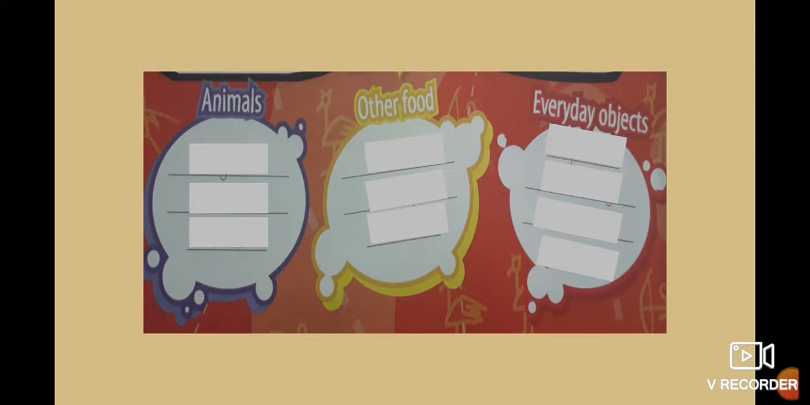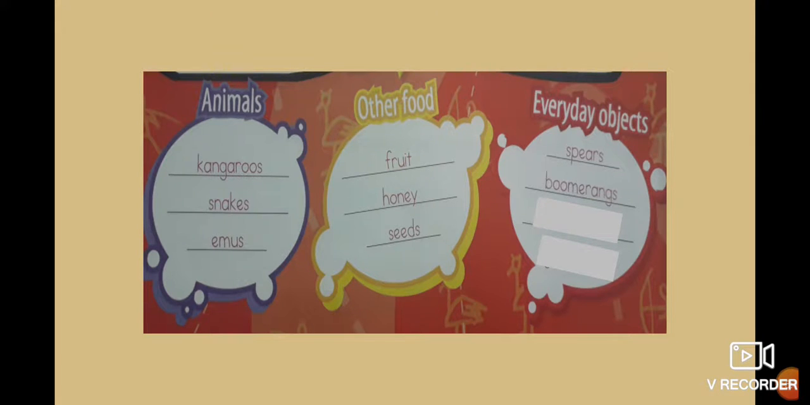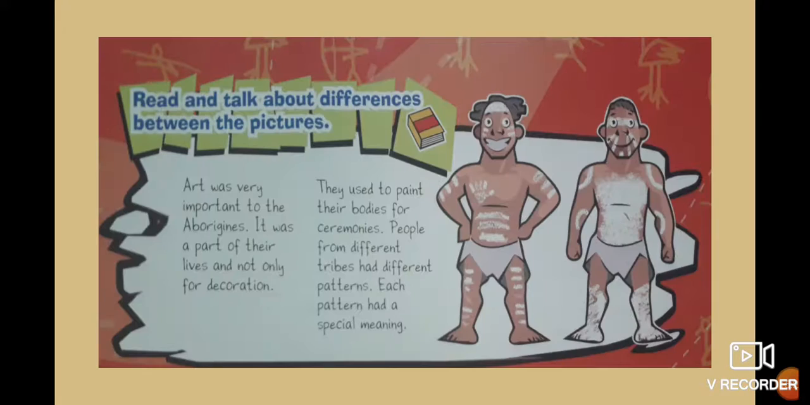Let's see. We classify this. For example, we have the animals that they hunt, like kangaroos, snakes, and also emus. We have the other food that is fruit, honey, and seeds. And we have the everyday objects like spears, boomerangs, wooden bowls, and also greenstones.